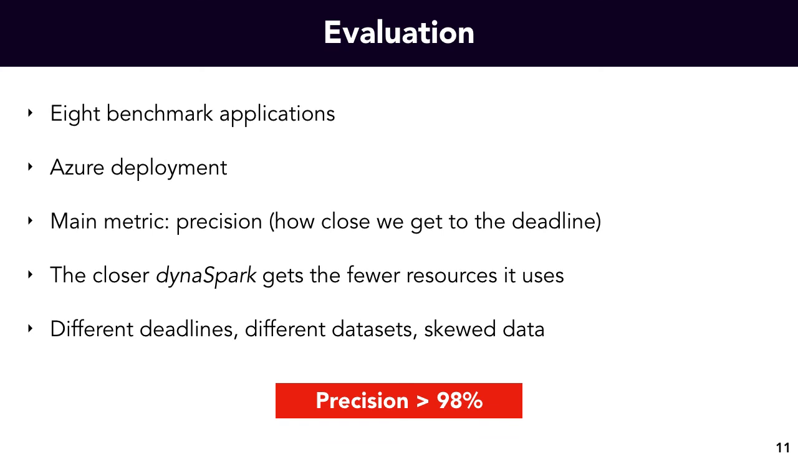Finally, in the evaluation, which is presented here in a very short version, we used 8 benchmark applications and we deployed the system in Azure. The main metric is the precision, which means how close the response time of each execution meets the defined deadline. The closer DinahSpark gets to the deadline, the fewer resources it uses, meaning that the resource allocation is optimized. We tried different deadlines, different datasets, and skewed data, and on average, the precision is greater than 98%.